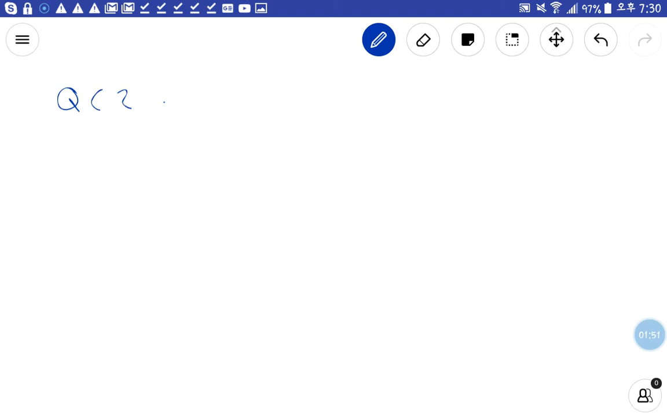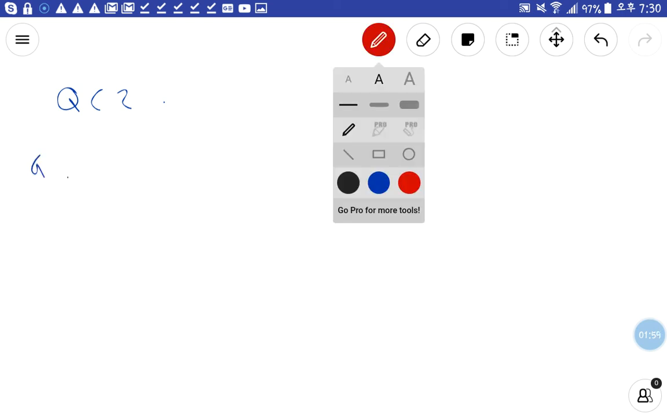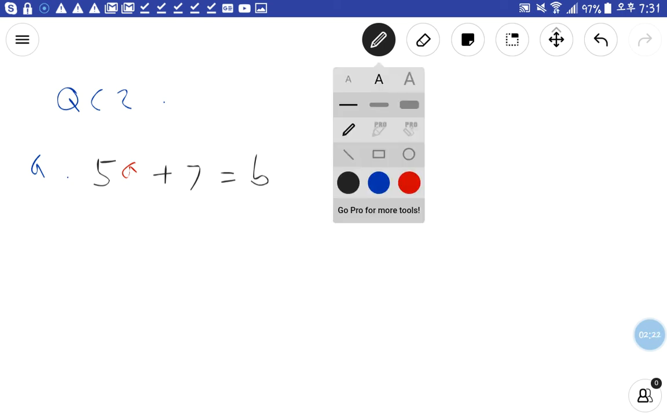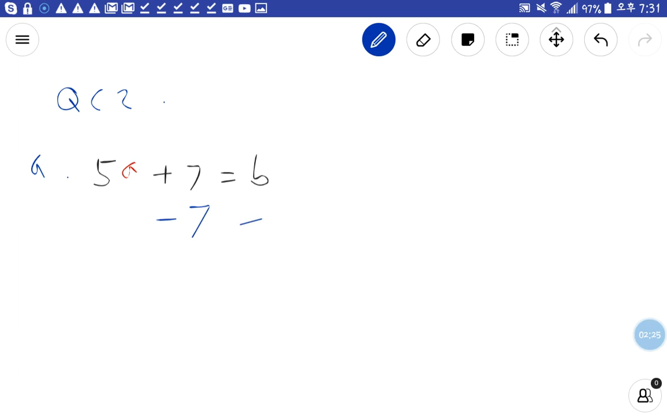Quick check 2. Solve for the variable indicated in red. First question, which one is in red? A is in red. The question is 5A plus 7 equals B. First step, what should I do? It's pretty much the same as solving an equation. I want to isolate A alone, so I have to undo addition or subtraction. I'm going to subtract 7 from each side so that I have 5A equals B minus 7.